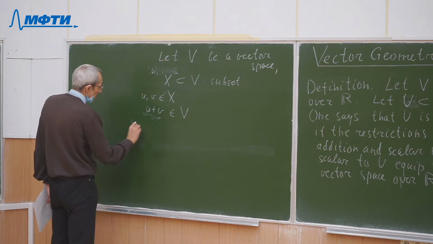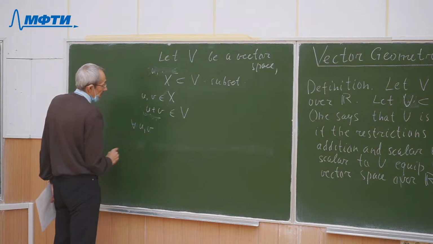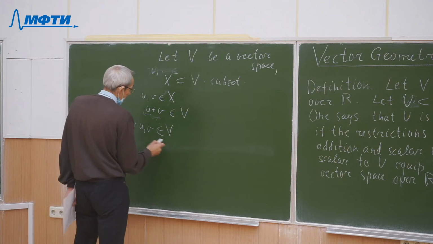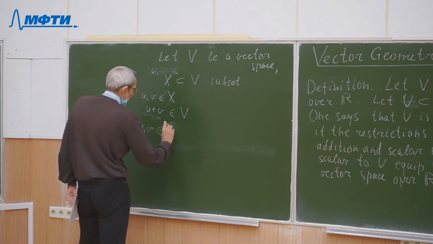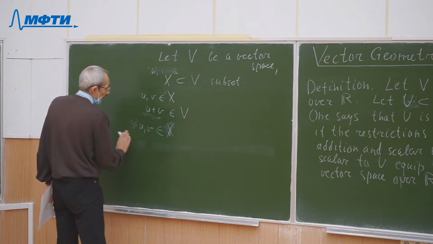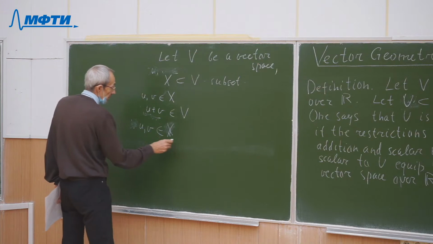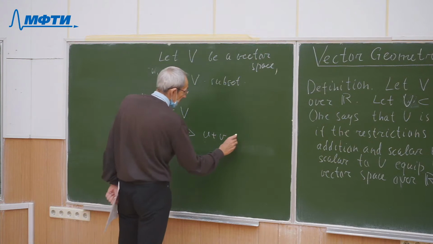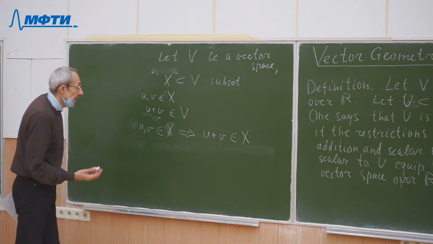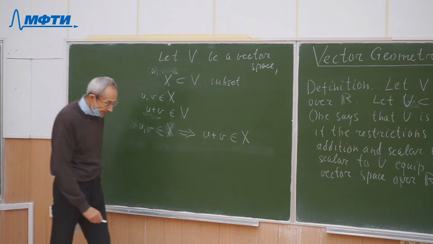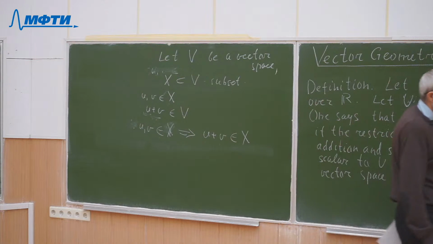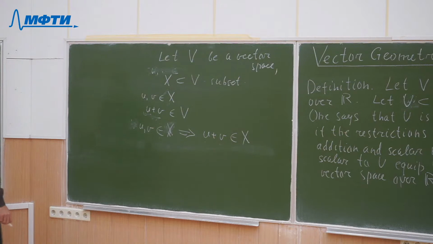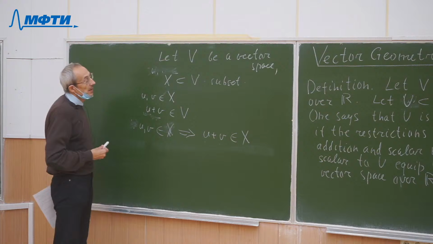Namely, for all vectors u, v from X, if u, v belong to X, it follows that the sum of these vectors also belongs to X. And if this condition is fulfilled, we can say that the operation of addition is defined on subset X.